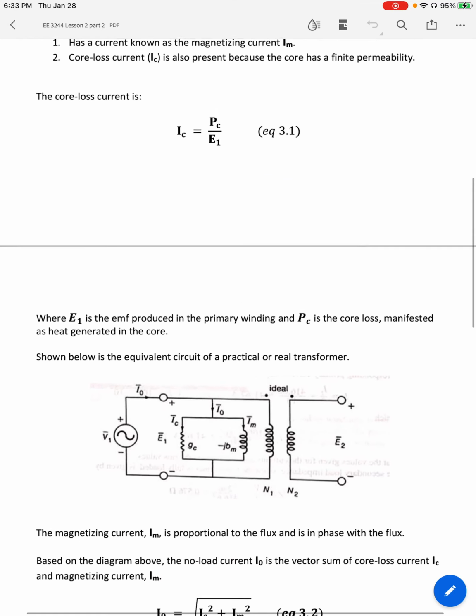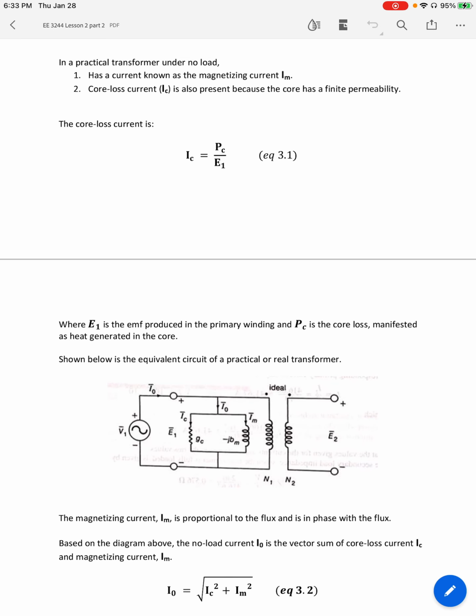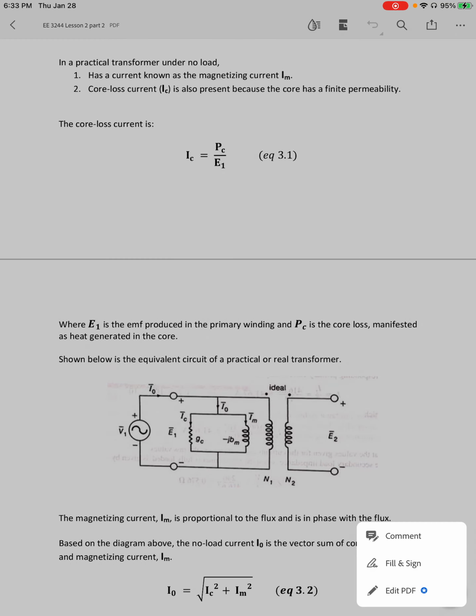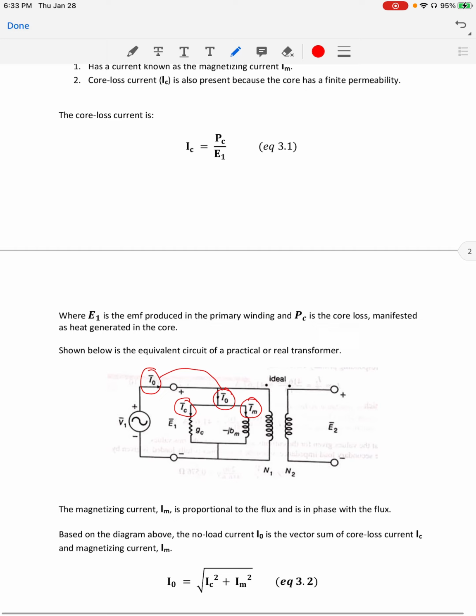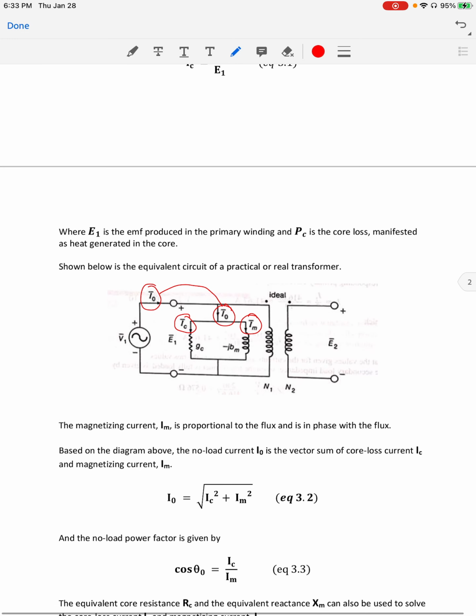So here is the equivalent circuit of the practical transformer. You can see I sub O here, then IC, then IM. So IC plus IM is equivalent to I sub O, which is exactly that one for the primary side. And we now have the internal impedances.